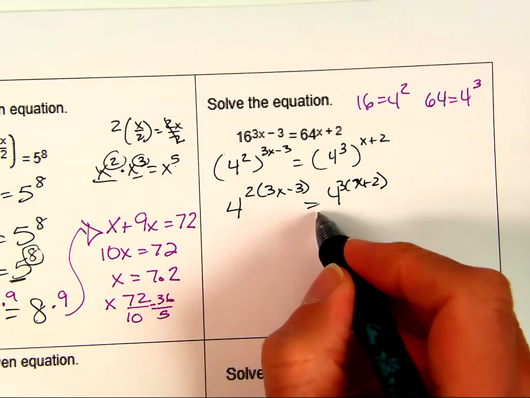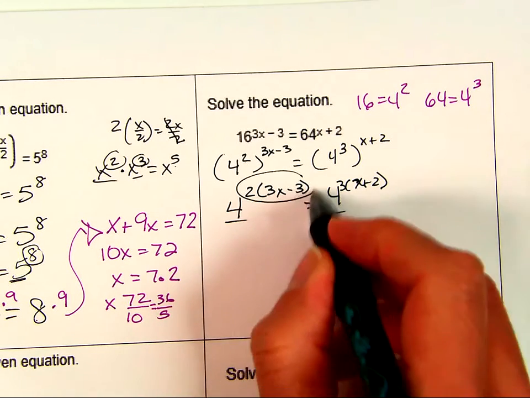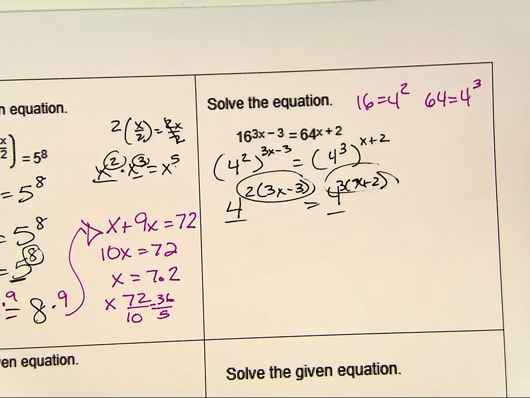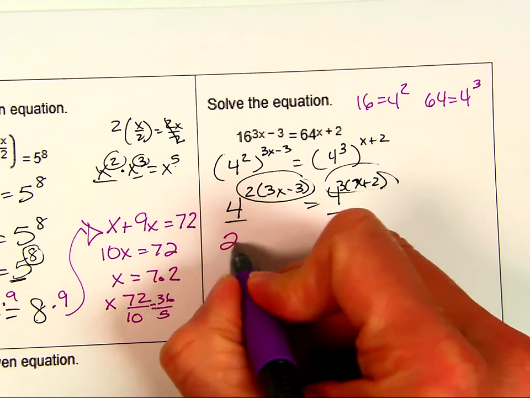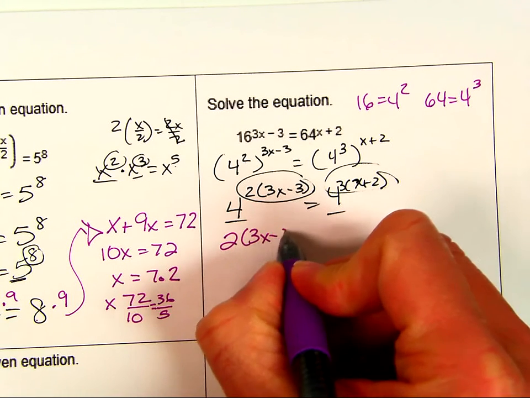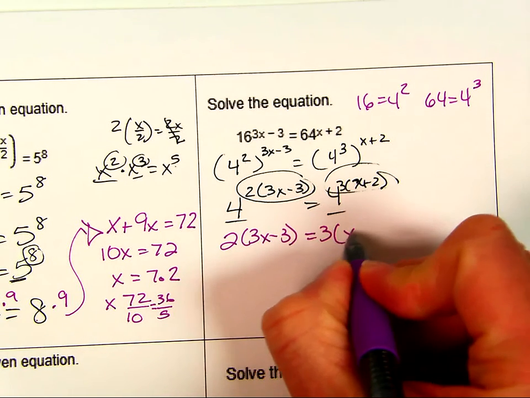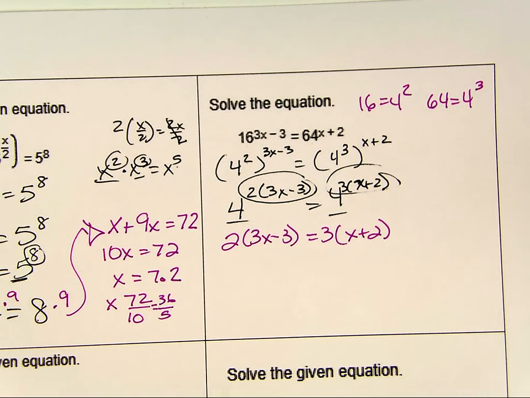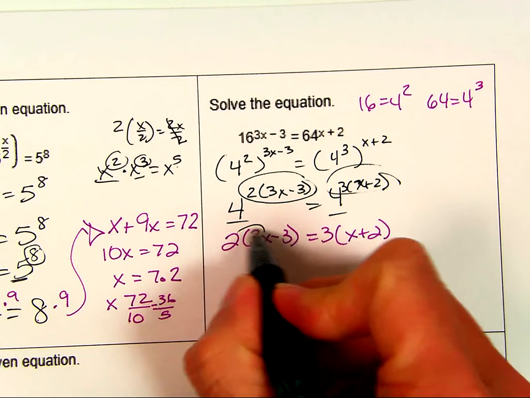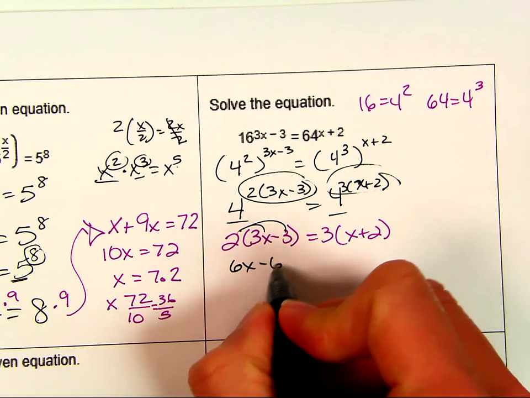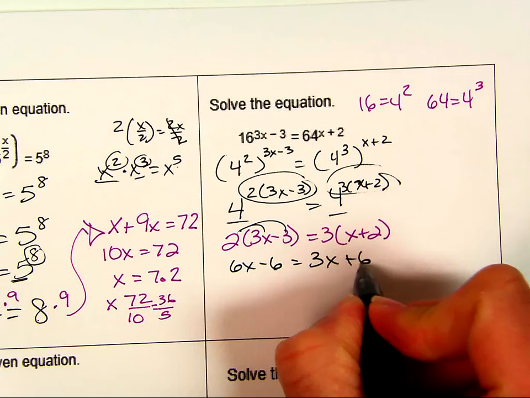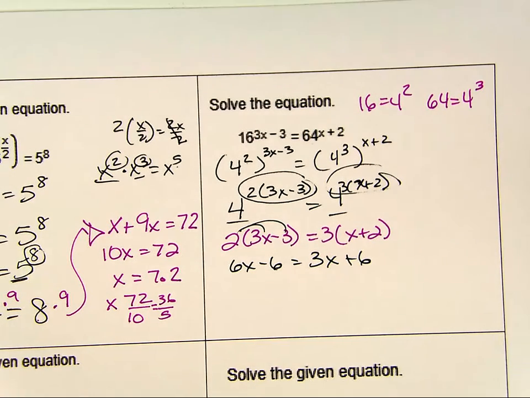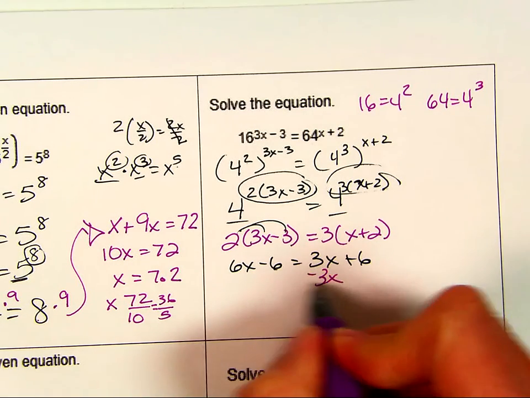And then I know that since these are equal and the bases are the same, that those exponents have to be equal to each other. So I'm going to rewrite that. 2 times 3x minus 3 equals 3 times x plus 2. So that's a linear equation again. Got to use my distributive property. So I'm going to say, right, 6x minus 6 equals 3x plus 6. Then I'm going to subtract 3x from both sides.